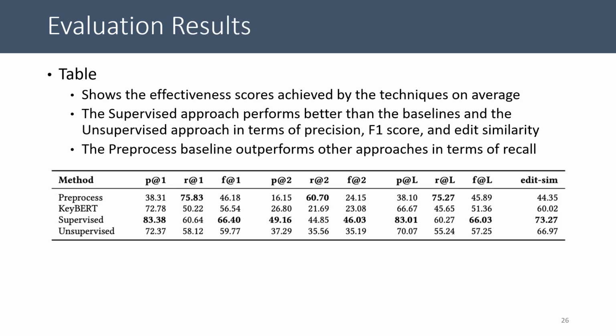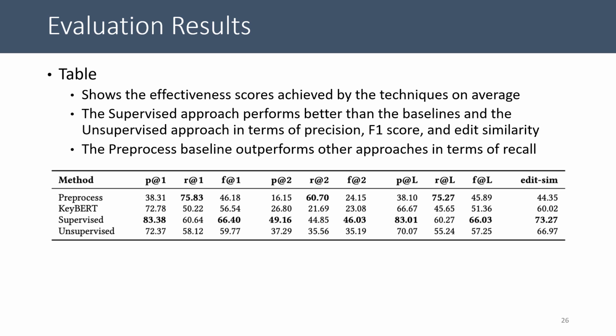This table shows the effectiveness scores achieved by the techniques on average. The highest score is highlighted in boldface. We find that the supervised approach performs better than the baselines and the unsupervised approach in terms of precision, F1 score, and edit similarity. The preprocessed baseline outperforms other approaches in terms of recall. This is expected because it retains all the words in the clickable except the stop words.